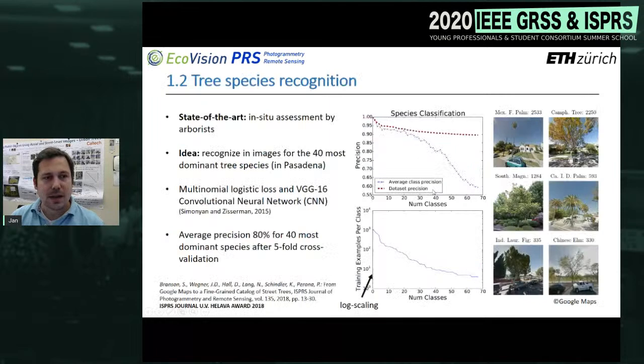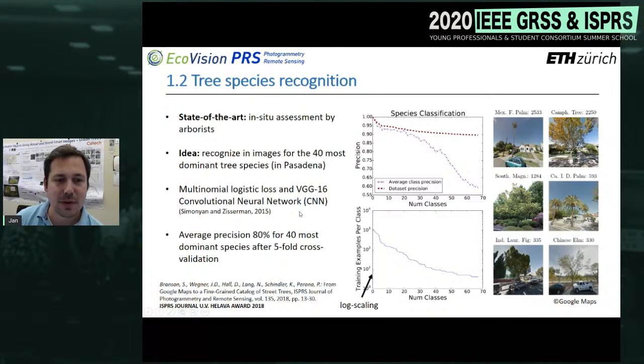All right. Then, just for the fun of it, we also wanted to know, if we have the detections of the trees now, can we also classify the tree species? We did a very simple, standard approach. We originally did this in 2016, so four years ago already.